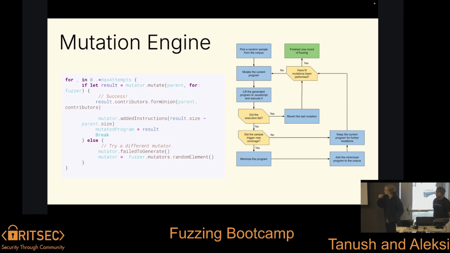So that's what it's doing on the left here. It's just looping max attempts times. If it succeeds, then it'll check if it triggered new coverage. If it does, it'll add it to the corpus. Otherwise, it'll just keep looping. And then if it fails, it'll just try another mutator.